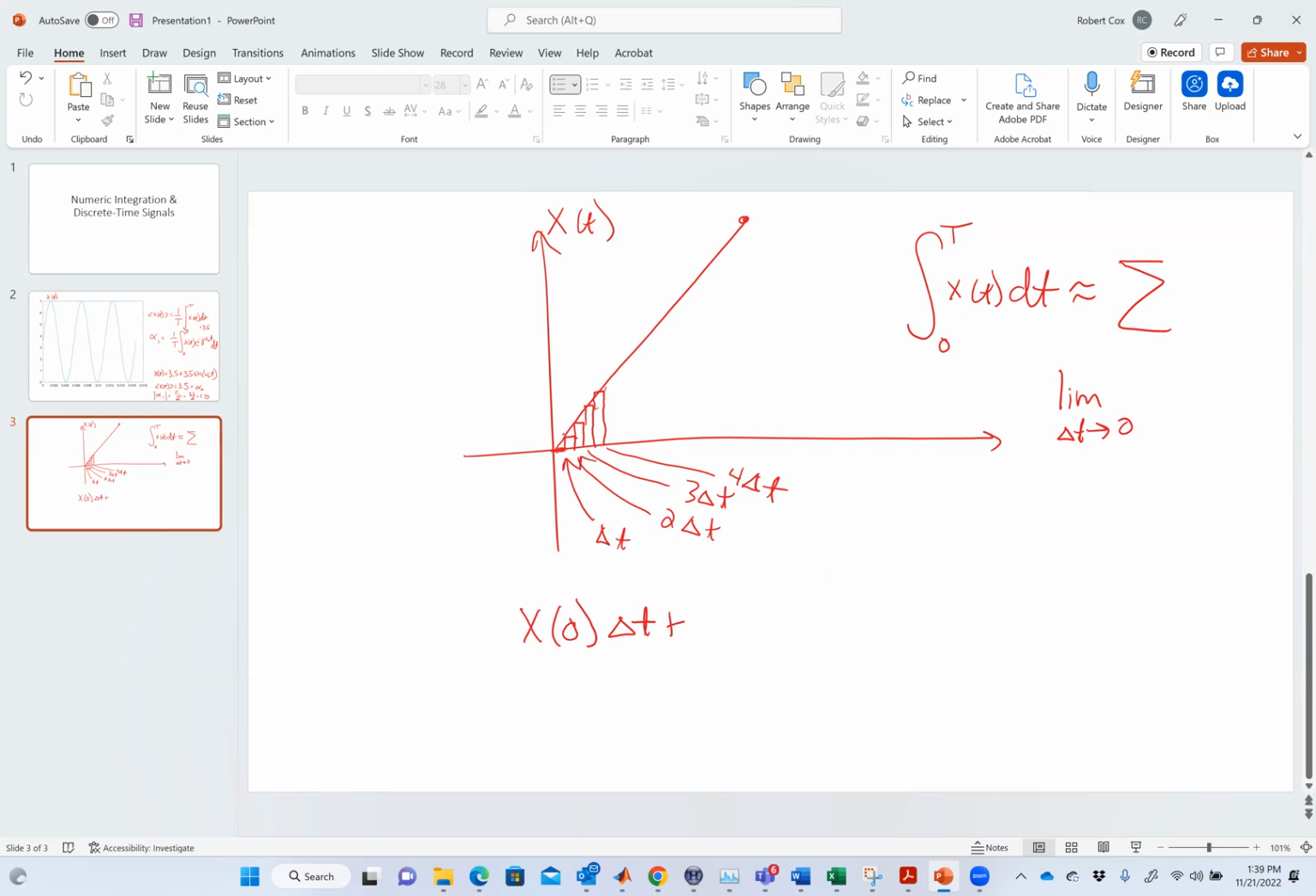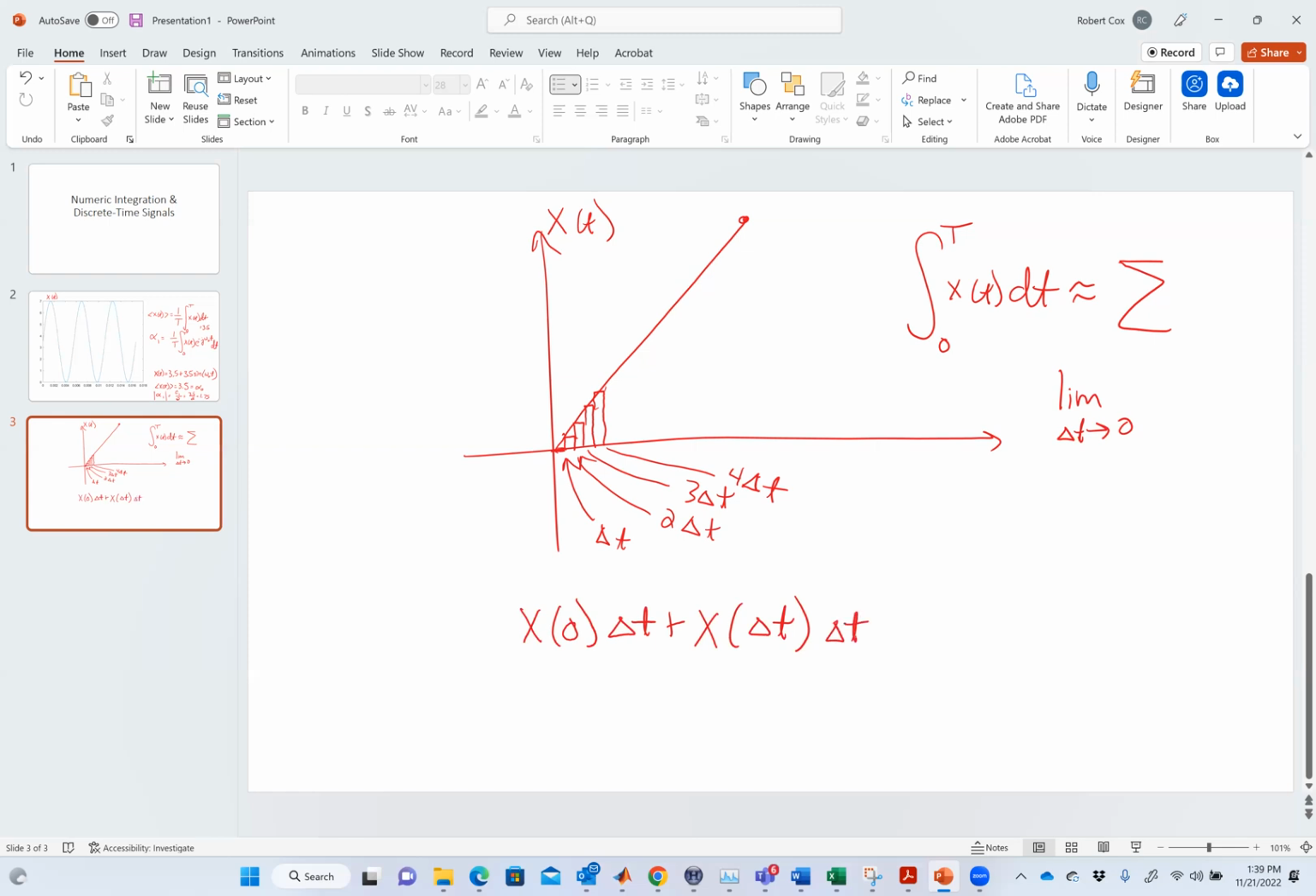Well, I said this time right here is delta t. So I would take x of delta t times what? Times height times width, right? Area. Height times width, right? So I'd say x of delta t times delta t, right?